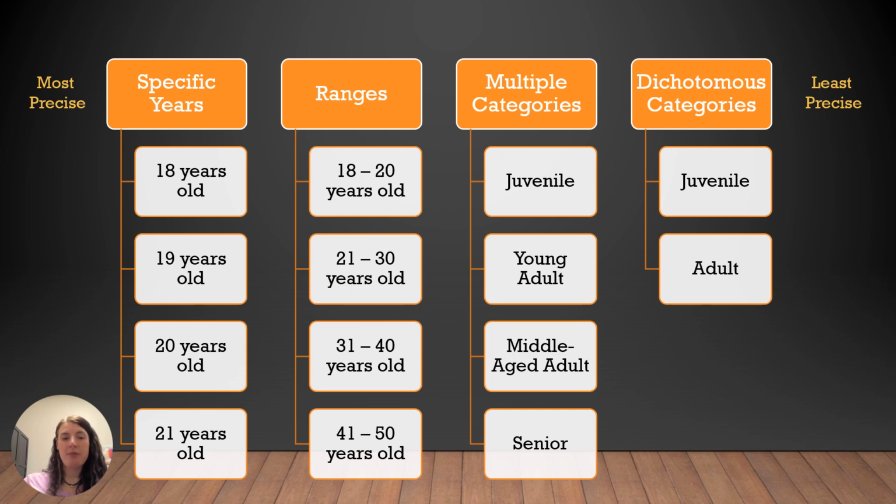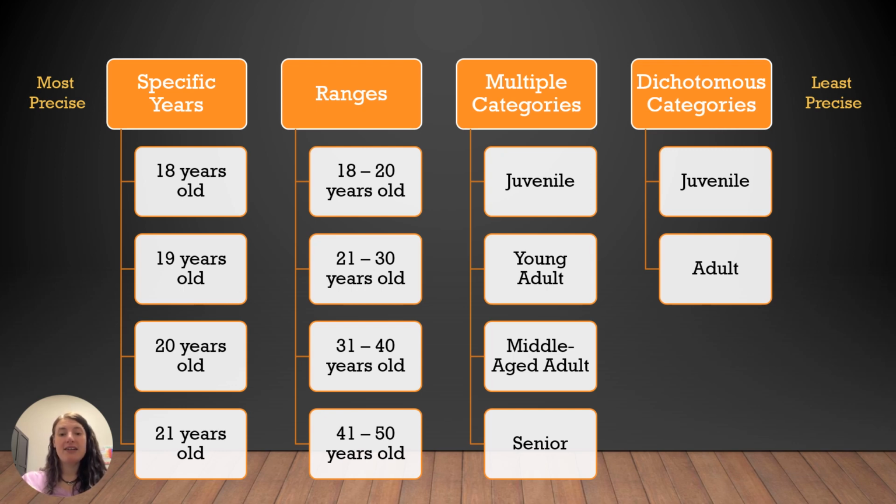On one hand, I have the most precise age measurement by asking participants to provide the specific number of years old that they are. On the other extreme, I have dichotomous categories, which means there's only two options, that are split into the age options of a juvenile or an adult. In the middle, we have options like age ranges, which allow us to order participants by their age between categories, but don't let us order participants within the specific category. We also have a list of categories like juvenile, young adult, middle-aged adult, senior, etc.